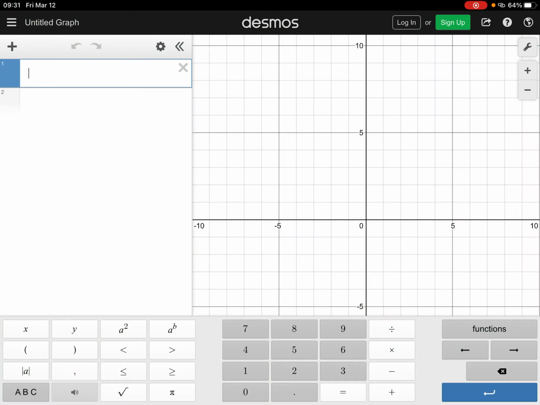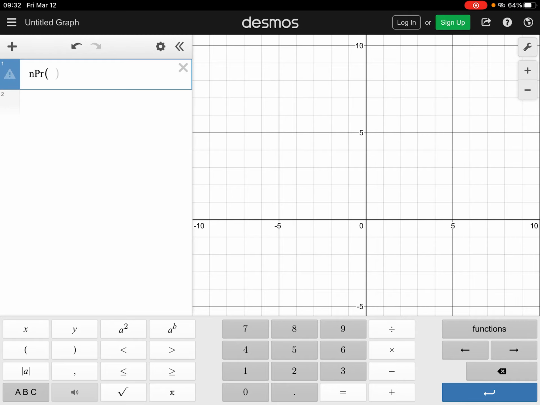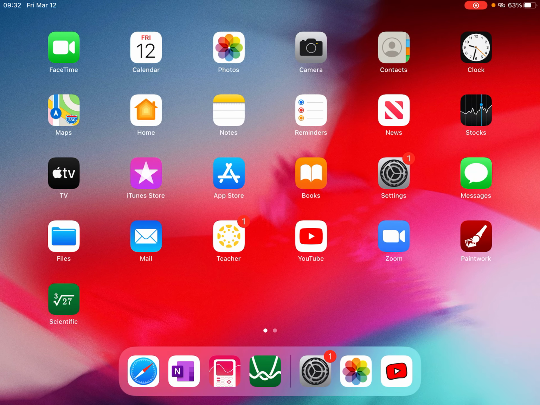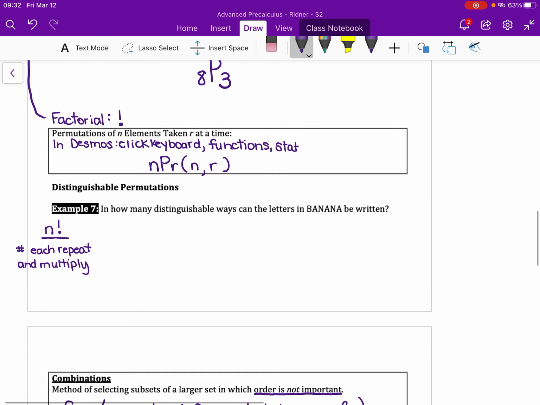When Desmos loads, if you are on a desktop or your Chromebook, you need to hit the little keyboard in the bottom left of your screen first for this to pop up. Then you hit Functions. You go to Stats in PR. Okay, and 8, 3, because you had 8 horses and you're choosing 3 positions. So easy enough. You may want to pause the video there to make sure that you get those steps down if you don't think you'll remember them.